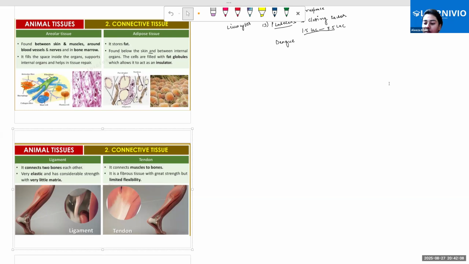Quickly, Abdullah. Blood platelets. Yes, blood platelets. What's the role of blood platelets? They help clotting of blood. What is clotting of blood?